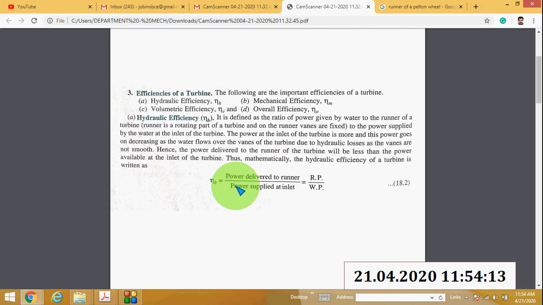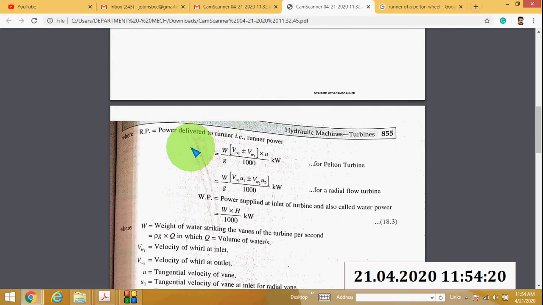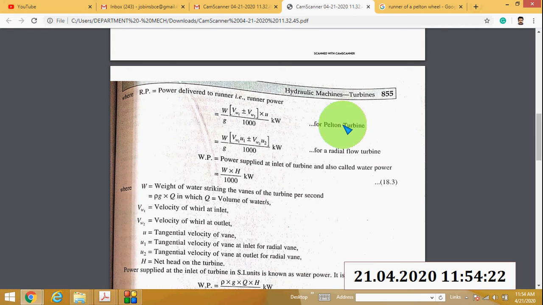So hydraulic efficiency is equal to runner power divided by water power. Then there are some equations, and these equations are important when we are solving problems.